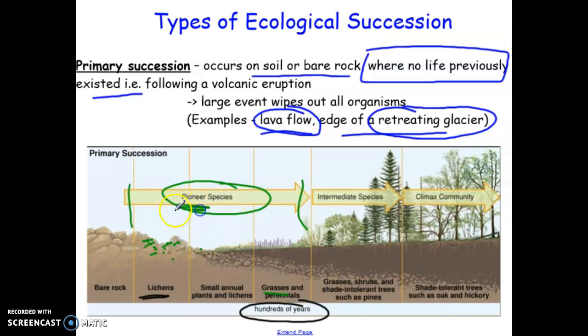So they're known as the pioneer species. They're like the first ones to arrive. Then you start having grass, shrubs, small trees, known as intermediate species. And the climax community here is essentially where you have larger trees and a full forest community. Now, notice we're only talking about producers here, but the same thing happens with other living organisms.